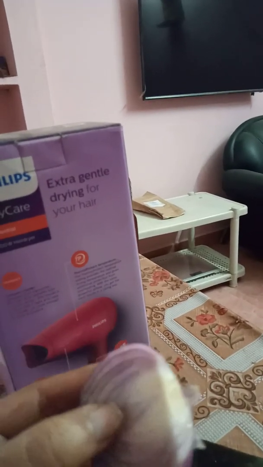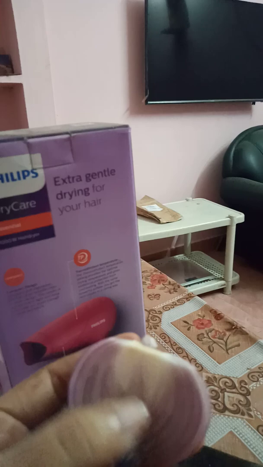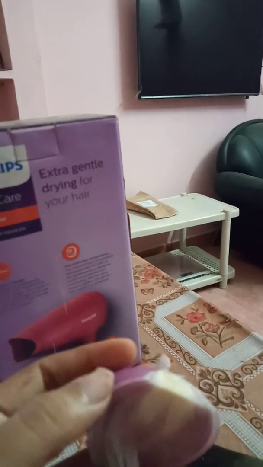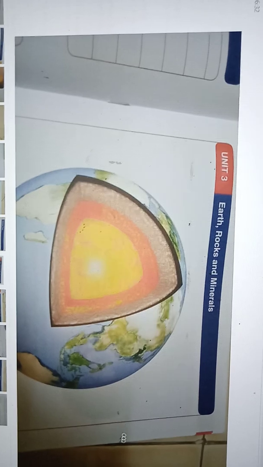We are going to see the EVS lesson Earth, Rocks and Minerals. Earth, Rocks and Minerals. Let us go to the lesson.